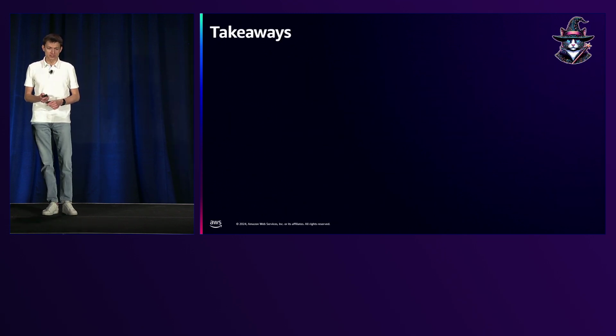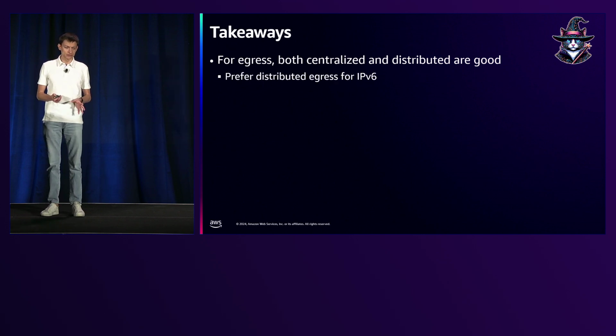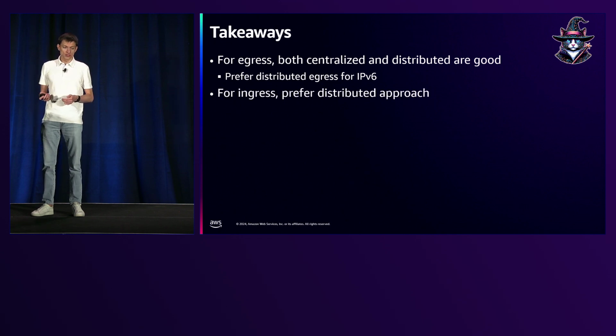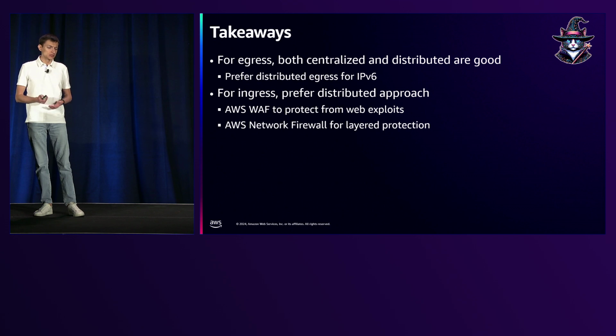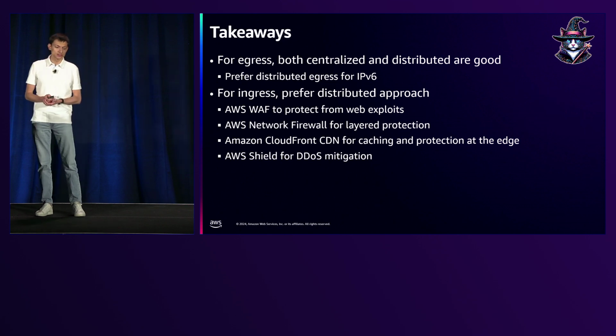A couple of takeaways here. So for egress, both approaches are good. So centralized and distributed are good. For IPv6, you would probably want to use distributed egress to avoid proxy or NAT66 solution. For ingress, we recommend distributed approach. You can use WAF to protect from web exploits. You can use AWS Network Firewall for additional protection. You can use CDN like CloudFront for caching and protection at the edge. And you can use Shield for DDoS mitigation.